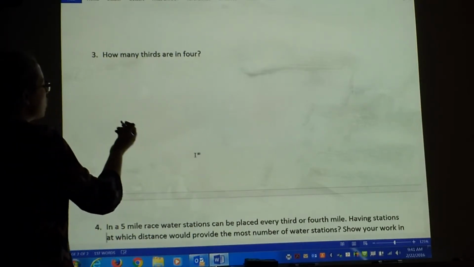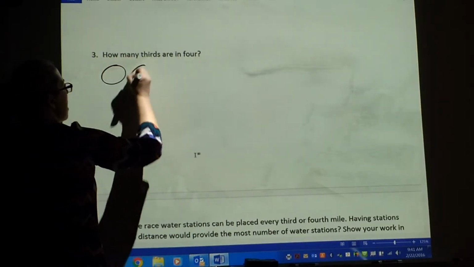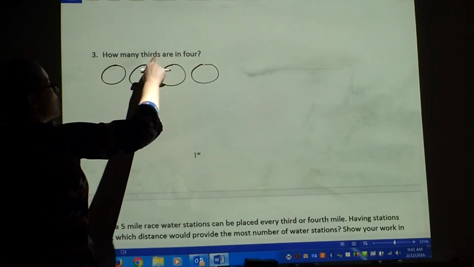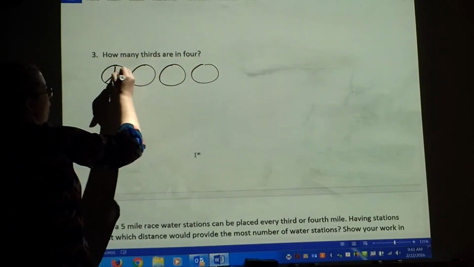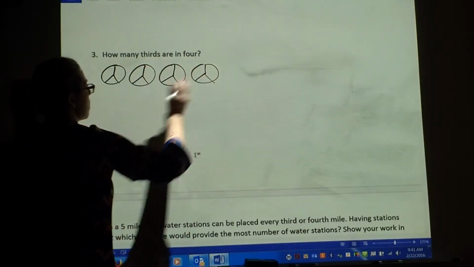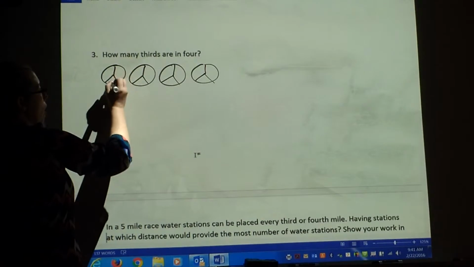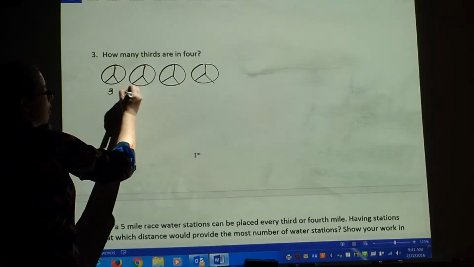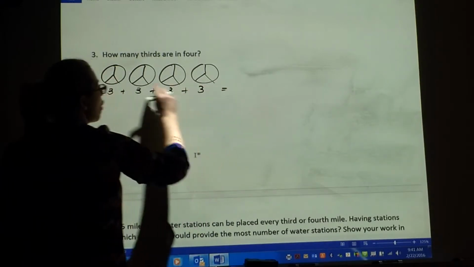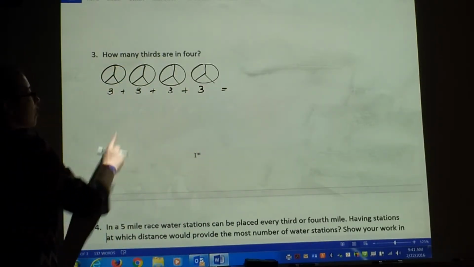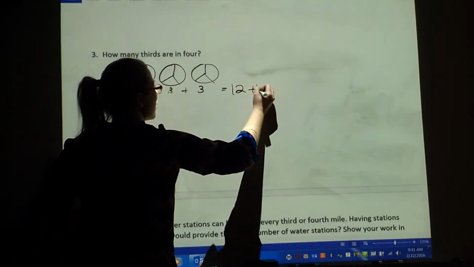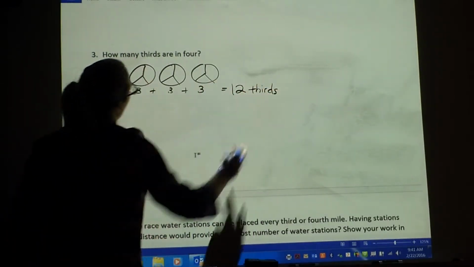So if I would actually draw this out, I would make 4 whole circles and divide the 4 into thirds. My fraction, how many parts are there? Well, each whole has 3 thirds. 3 thirds, 3 thirds, 3 thirds. So how many thirds are there altogether? Well, that's 3, 6, 9, 12. You can get 12 thirds out of the 4.